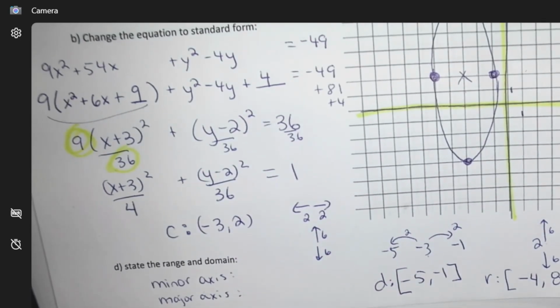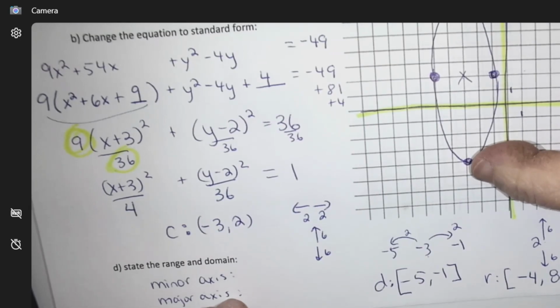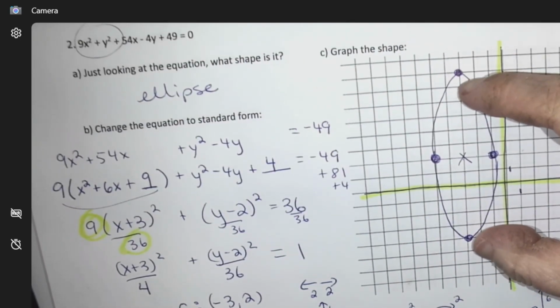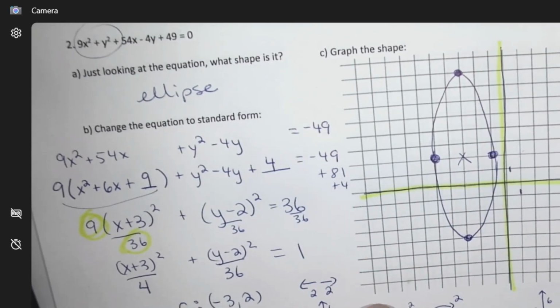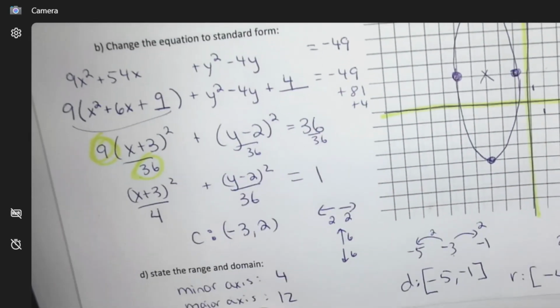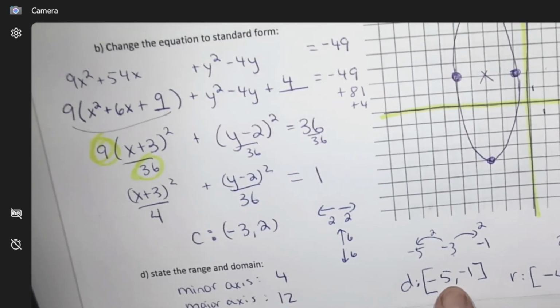I also might ask you on the test this: How long is the minor and how long is the major axis? So this is the major one, it's the longer one. How long is that whole distance? 12 and then 4. So that's domain. These are 4 apart, these are 12 apart. Right?